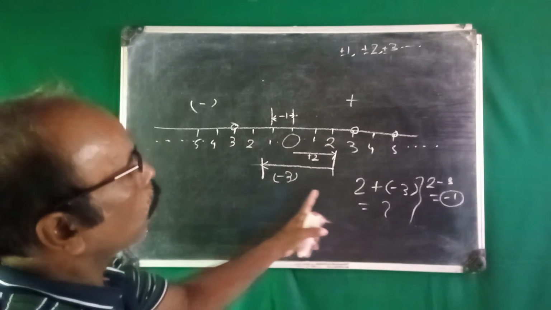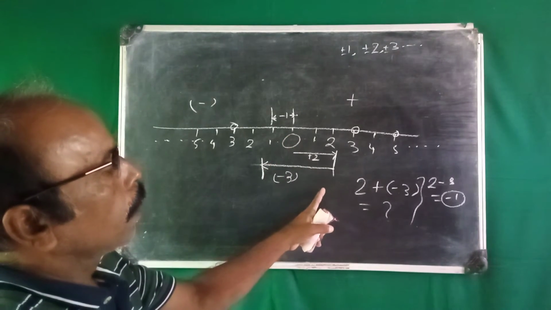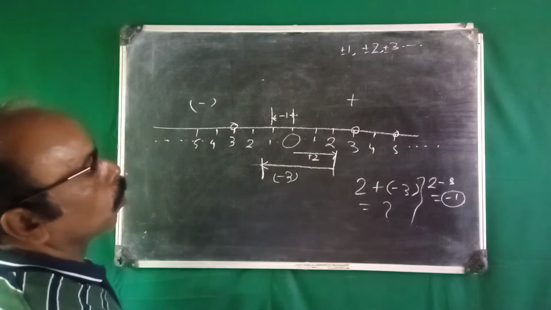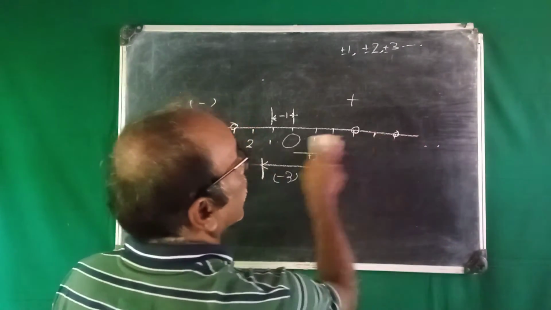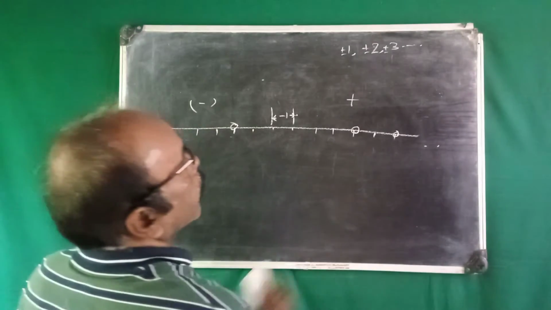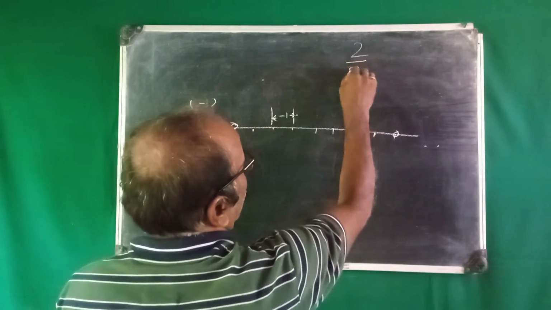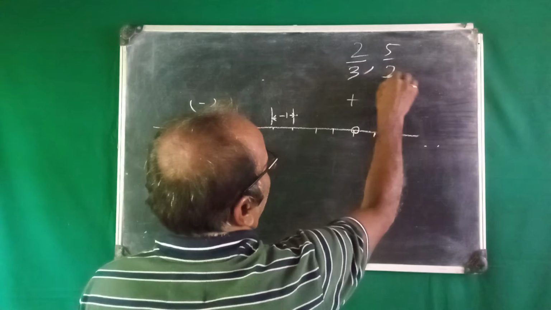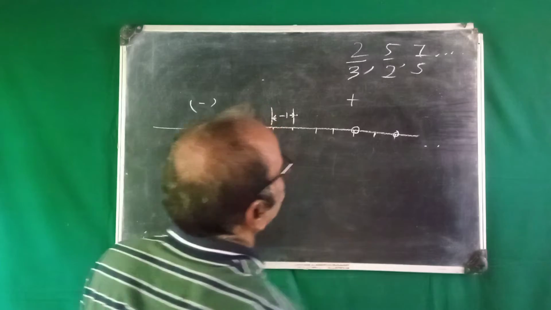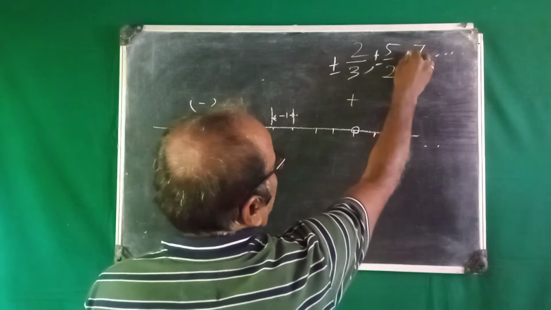Every time on the same number line we put the natural or real numbers like this. Now we also put the rational numbers, meaning p by q type numbers. p by q means, for example, 2 by 3, 5 by 2, 7 by 5, etc. These will be plus, minus, plus, minus, plus, minus.